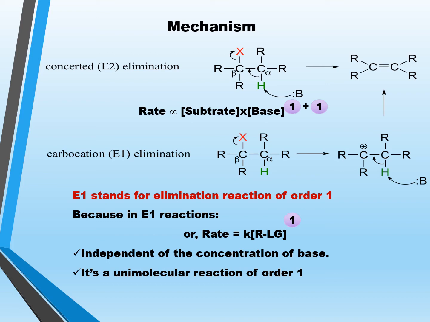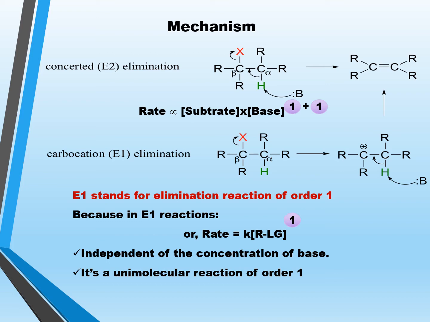there is no base in the first step. Simply the substrate will proceed spontaneously into the carbocation as a result of the departure of the leaving group, and in the second step the base comes, abstracts the proton and makes the final product, the alkene.